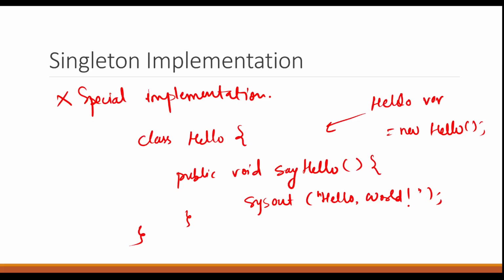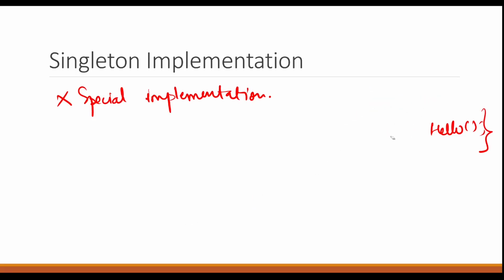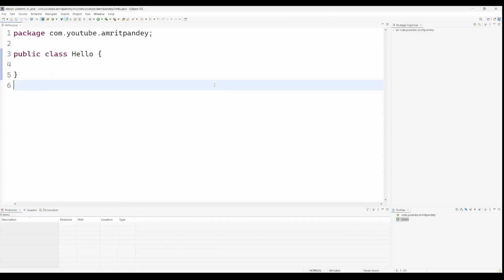But I want to prevent the instantiation of this class. So in order to have just one instantiation of this class, that is, you can only execute this block of code just one time, you have to follow a few rules, and then you can create any class into a singleton class. So let's hop back to our IDE and see how you can create a singleton.